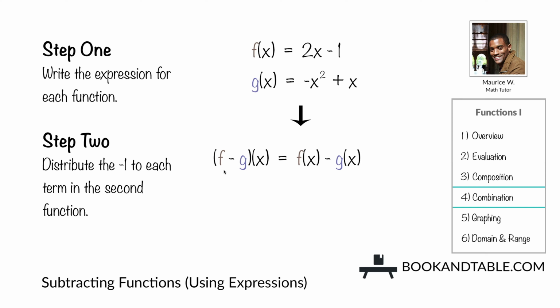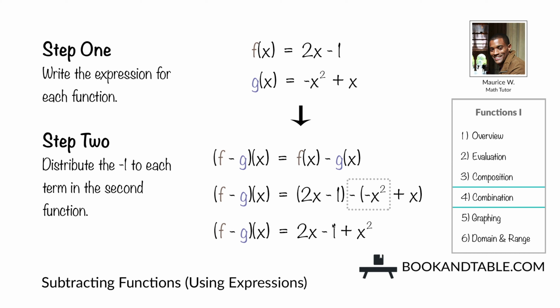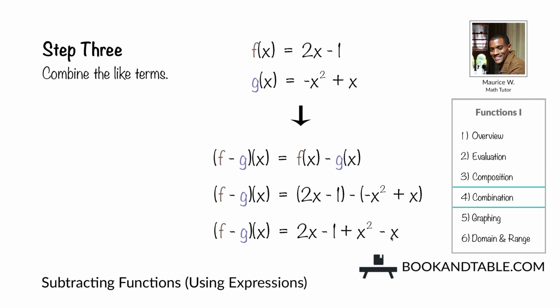So first, we were asked to find f minus g of x, and that's equal to f of x minus g of x. So step 1, write the expression for each function, f and g. That would be 2x minus 1 minus negative x squared plus x. And now, step 2, distribute the negative 1 here to each term in the second function. So that would give us 2x minus 1. And we have negative 1 times negative x squared, which is positive x squared. And negative 1 times x will give us negative x. So now we have 2x minus 1 plus x squared minus x.